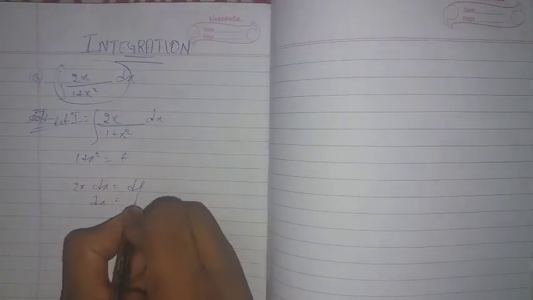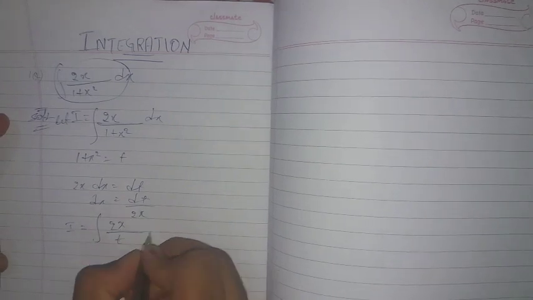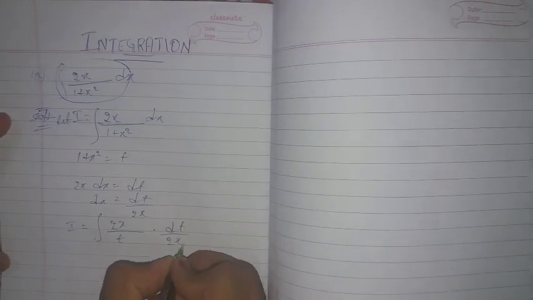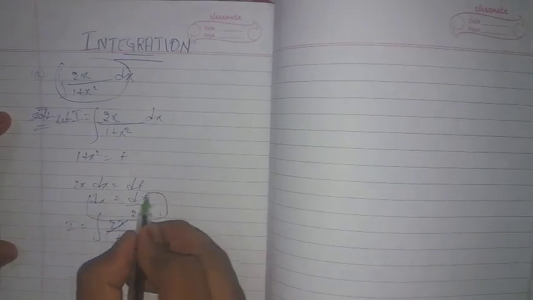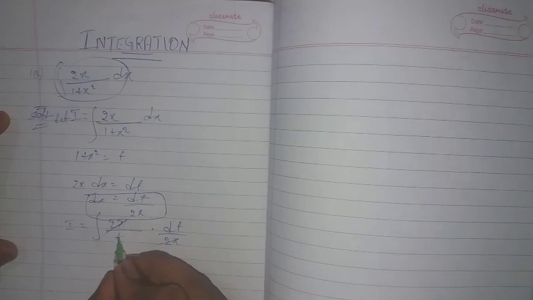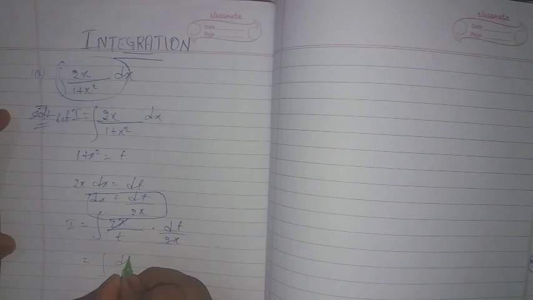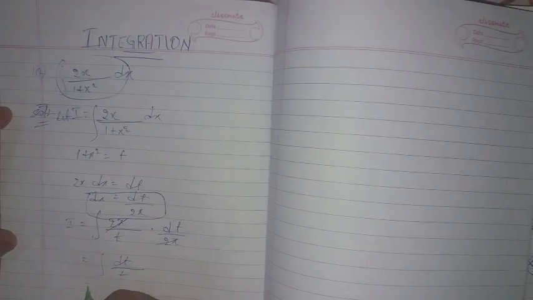So dx is equal to dt by 2x. So I is equal to integration of 2x by t into dt by 2x. Here in the dx place I have substituted dt by 2x. The 2x cancel out each other, so we are left with dt by t. So what is that? Log mod t plus c. So what is t? Log mod 1 plus x square plus c. This is the answer.